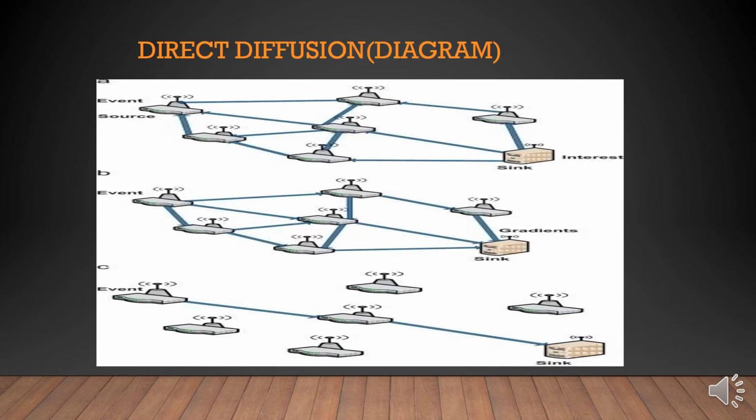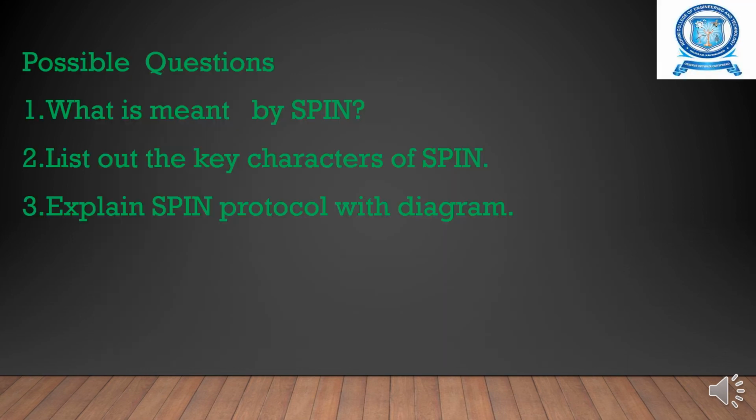Data sink B, the event, the sources. What is the gradient? Gradient is nothing but a sink here. The event is C. So it will take this way. Even though all the other nodes do not have an interest in that, it will be broadcasted. So what is the question? What is meant by SPIN?